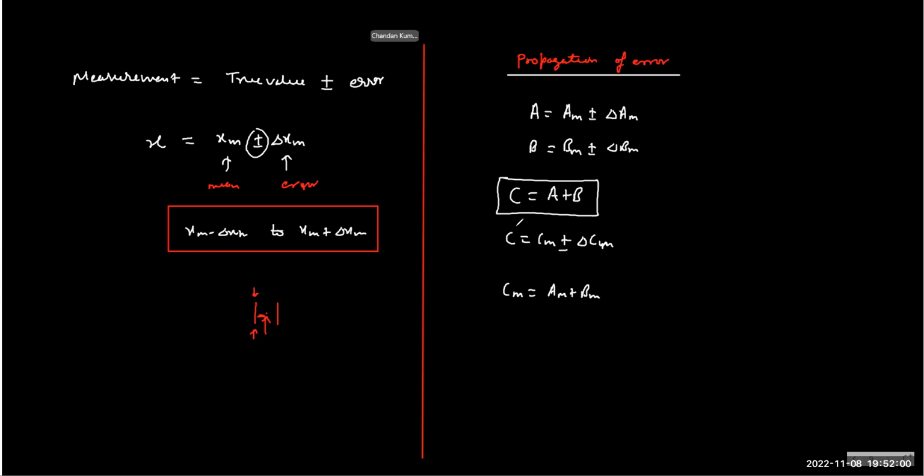Now the question is how to get delta CM. For delta CM, we put the error of both terms: plus minus delta AM plus minus delta BM. Now the question is why we have written plus minus? Because error is the maximum positive value. So how to get the maximum? The worst case scenario. So maximum will be simply addition, isn't it?